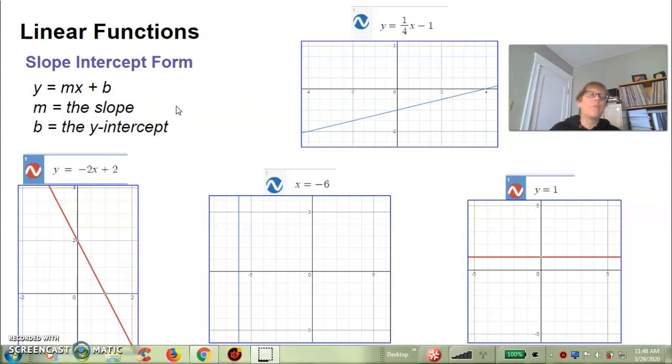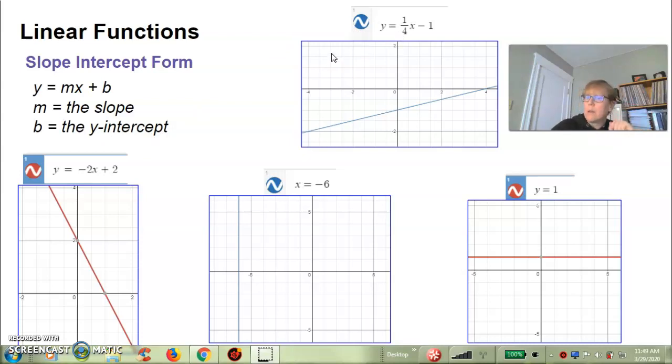Again, this should all be review. Remember, m is the slope, b is the y-intercept. There's a couple of ways that we have used to describe slope. One thing I like is it's what happens to the line every time you go to the right one. So in this case here, y equals negative 2x plus 2, every time you go to the right one, the line goes down 2. And of course, that's going to be a negative slope. We'll talk about slopes in just a bit. If you look at this one here, the slope is 1/4. So that means every time you go to the right one, you go up 1/4. Down here because it's negative, up here because it's positive.